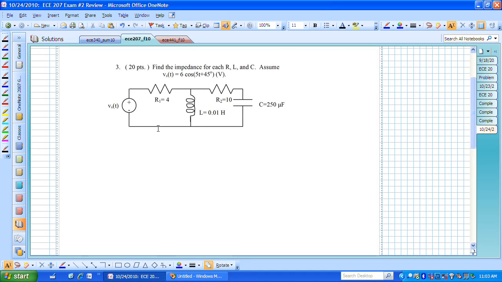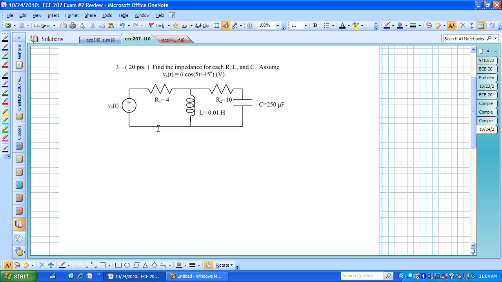Let's look at problem number 3 from exam number 2 from ECE 207 in the summer of 2007. This particular problem says to find the impedance for each resistor, inductor, and capacitor, and assume the source voltage is sinusoidal with an amplitude of 6, a frequency of 5 radians per second, and a phase of 45 degrees.